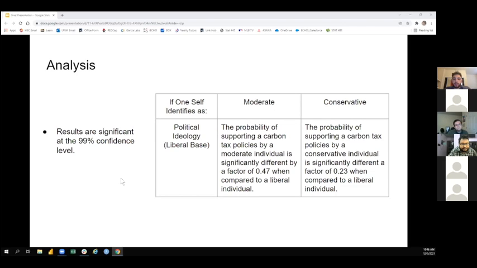And so looking here at our analysis, we can see that we used a liberal base for political ideology. And so if one identifies as moderate for their political ideology, their probability of supporting a carbon tax is significantly different by a factor of 0.47 compared to that liberal base. And additionally, if an individual self-identifies as conservative, the probability that they will support a carbon tax is significantly different by a factor of 0.23 compared to that liberal base.